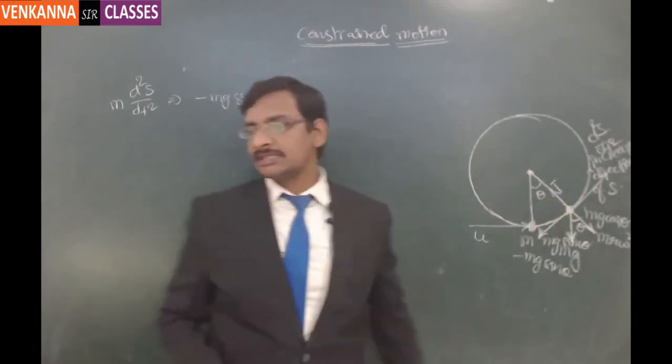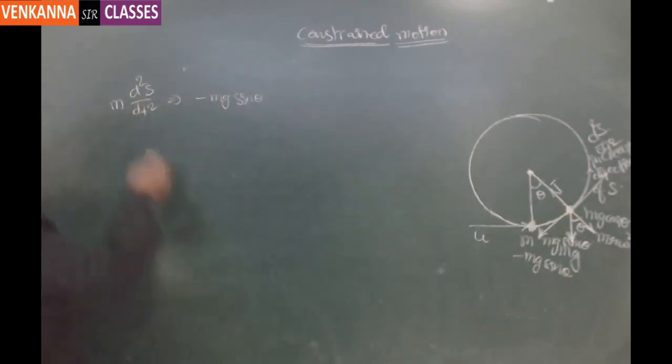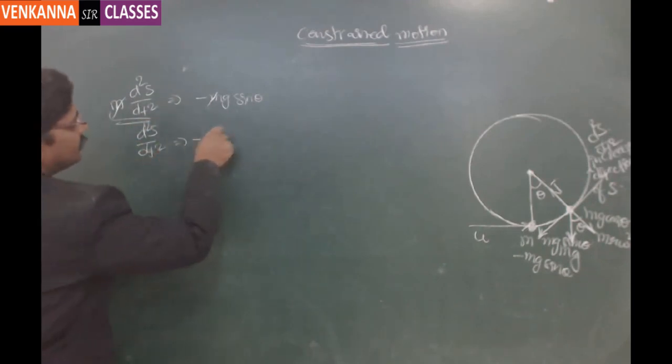So if you multiply the acceleration with the mass, then it is going to give the force, and the same force is getting balanced by mg sin theta in the opposite direction. So m into d square S by dt square is equal to minus mg sin theta, and m will cancel, and d square S by dt square is equal to minus g sin theta.